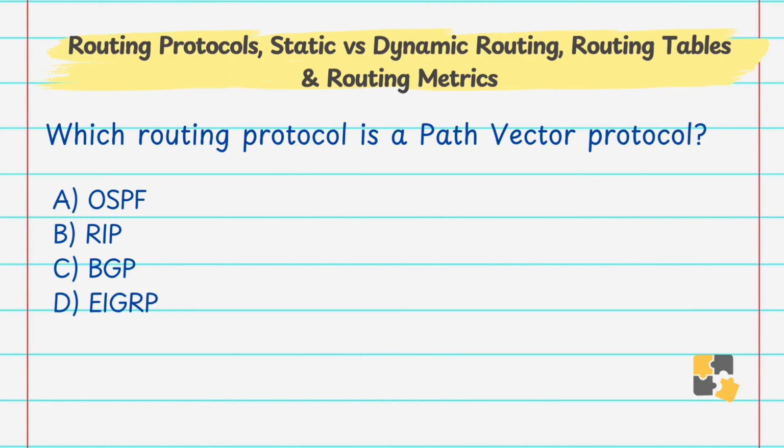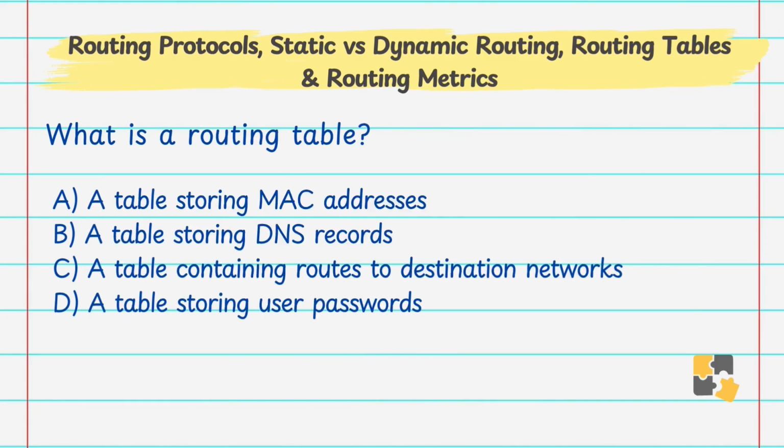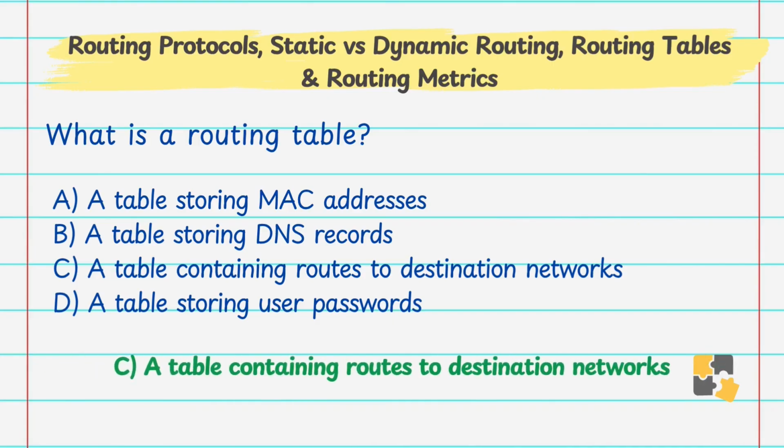What is a routing table? A. A table storing MAC addresses, B. A table storing DNS records, C. A table containing routes to destination networks, D. A table storing user passwords. Answer is C. A table containing routes to destination networks. A routing table contains the network destination, next hop information and interfaces used for forwarding packets.